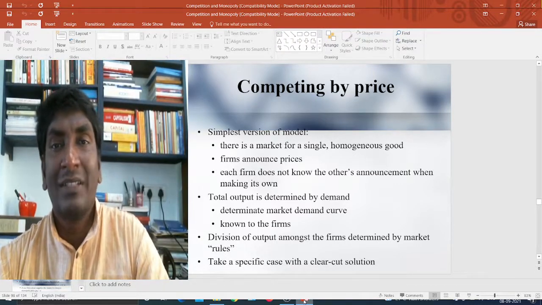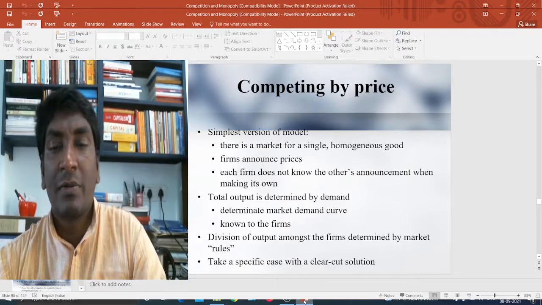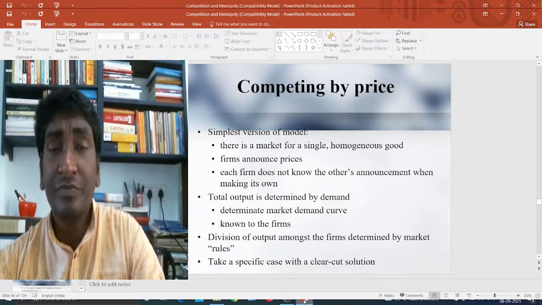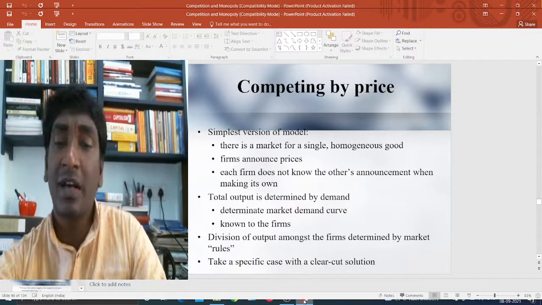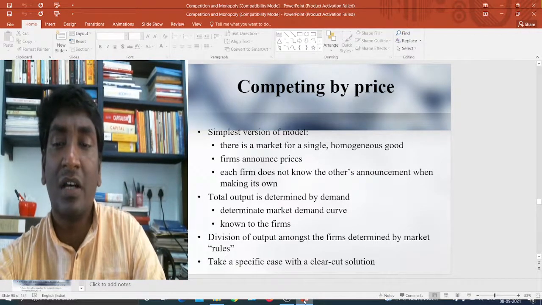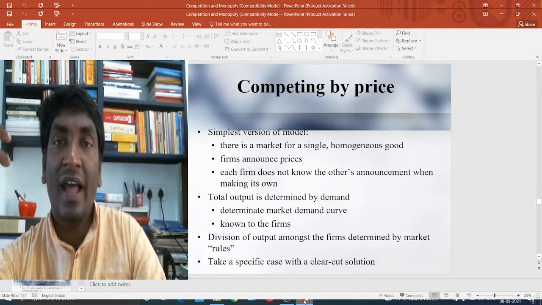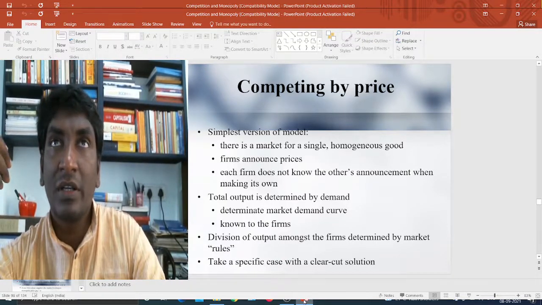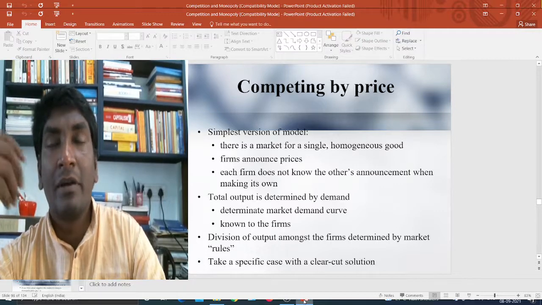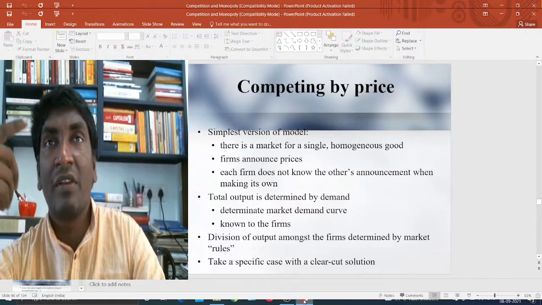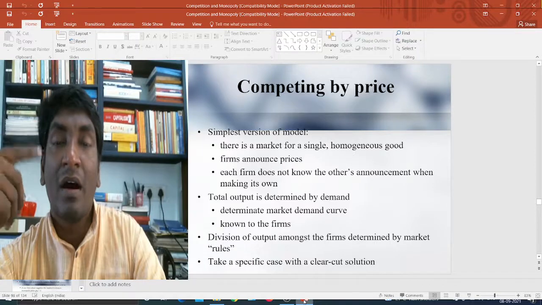Okay, so the simplest ever model is actually a price model, and there is a market for a single homogeneous good. Each firm announces prices, and each firm does not know the other's announcement when making its own. So there is no interdependency per se in this case, because they don't actually have information which they are sharing.